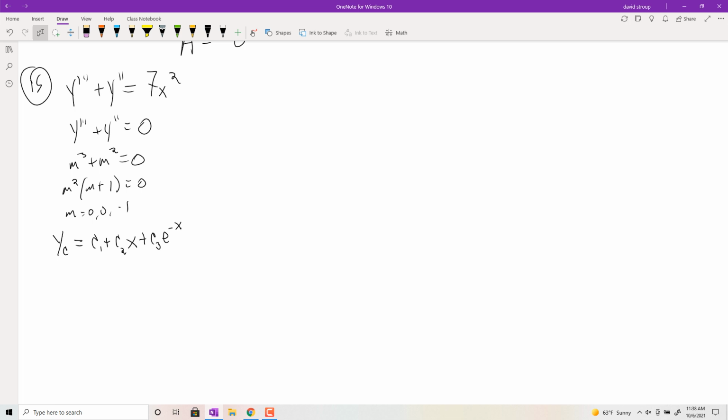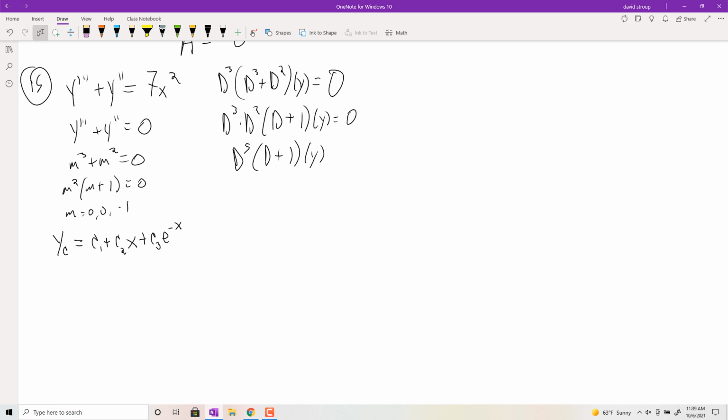Okay, then I have to rewrite the original with annihilators. So the original is D cubed plus D squared of y equals 7x squared. To annihilate 7x squared, I need D cubed. So I'm going to have to apply a D cubed on the outside of this. Factoring a little bit, I get D cubed times D squared times D plus 1 of y is 0. So I get D to the 5th times D plus 1 of y equals 0.